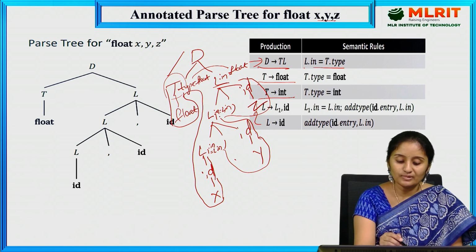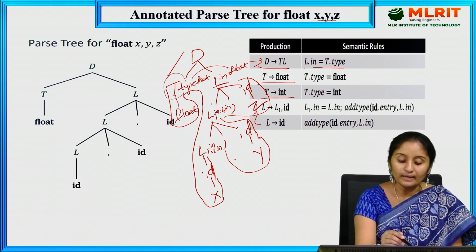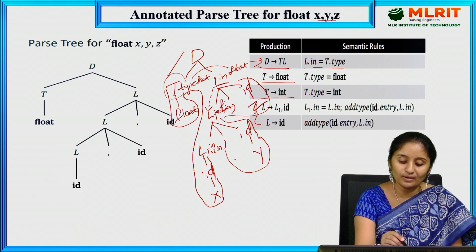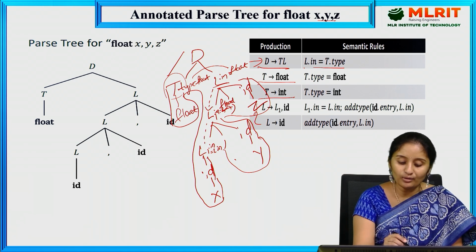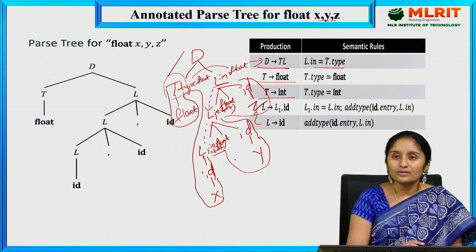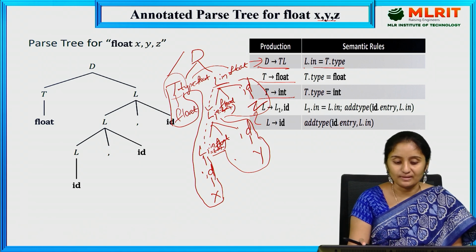Next, it comes here. L dot in is equal to L dot in, so it is taking the value from its parent node, and it is updated to float. Next, it comes here. L dot in is equal to L dot in, again taking the value from its parent node. So these are the reductions that are there over here. So this is the simple declaration for float x comma y comma z.